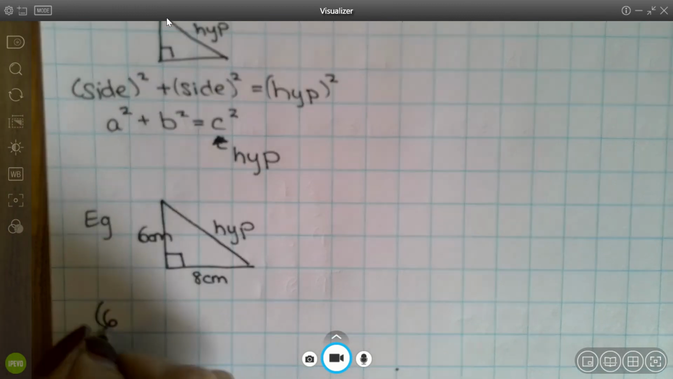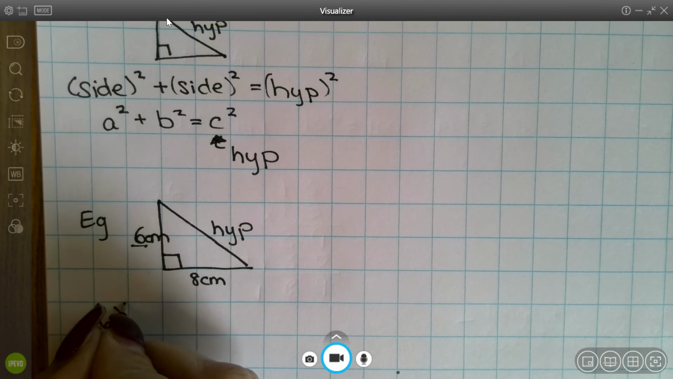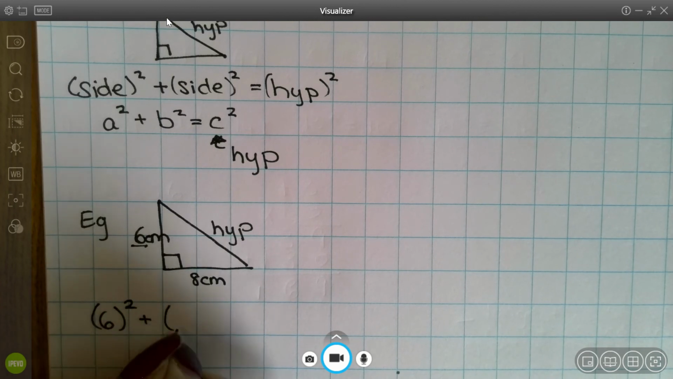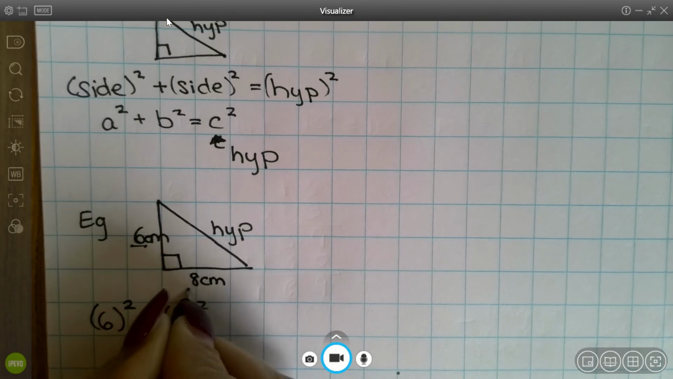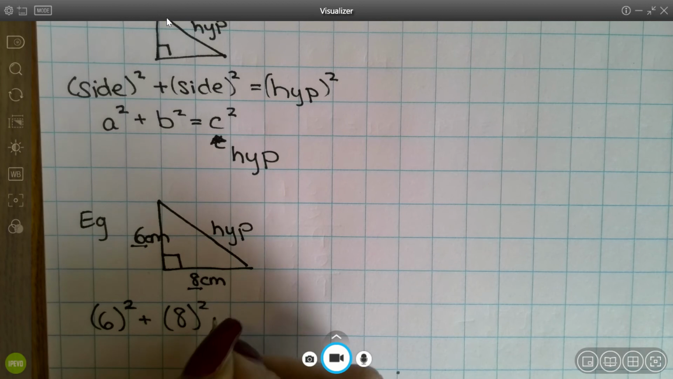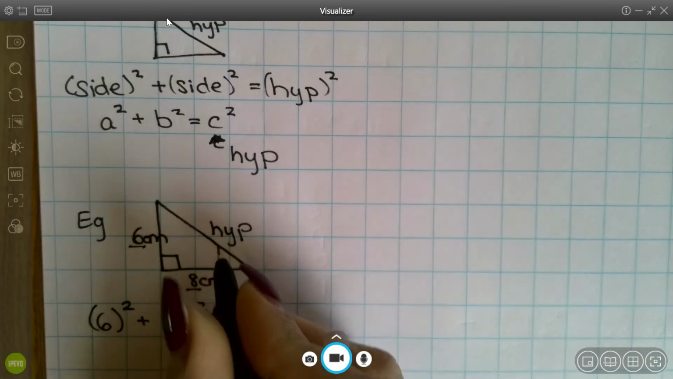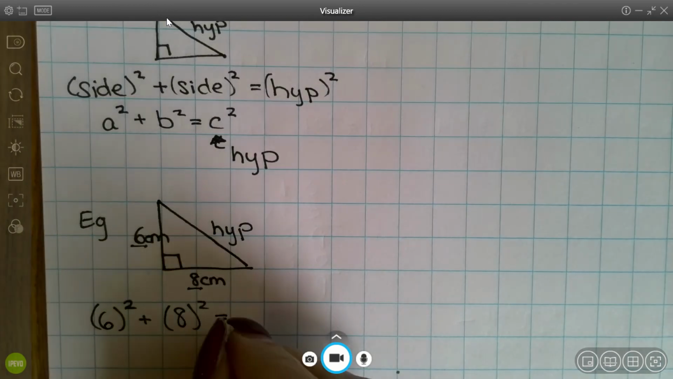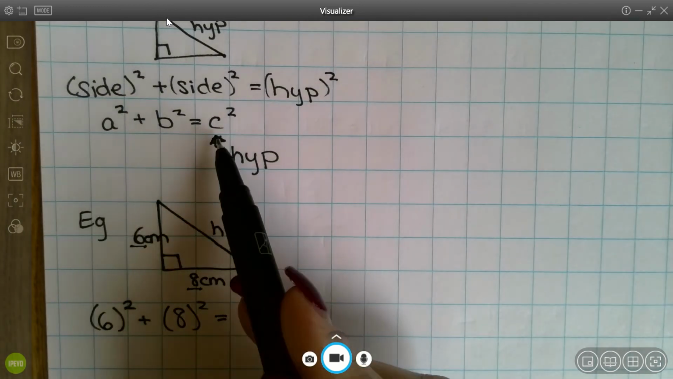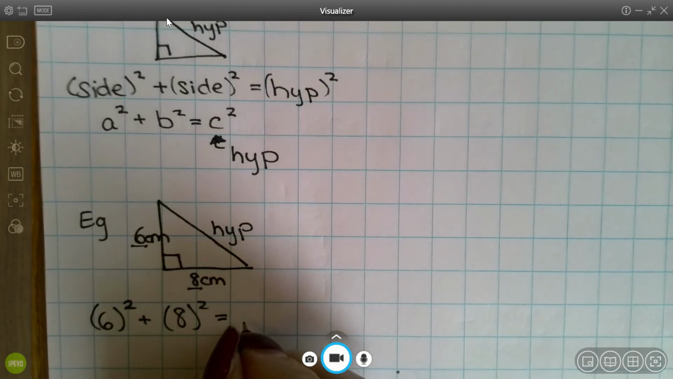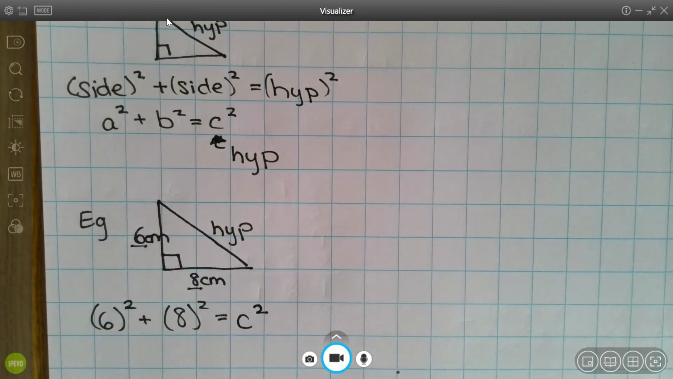And I'm going to substitute in one side, substitute in my other side, and set it equal to my unknown. Now, oftentimes with unknowns we use different letters, and as the formula usually uses c, I'm going to go ahead and use it in this case.